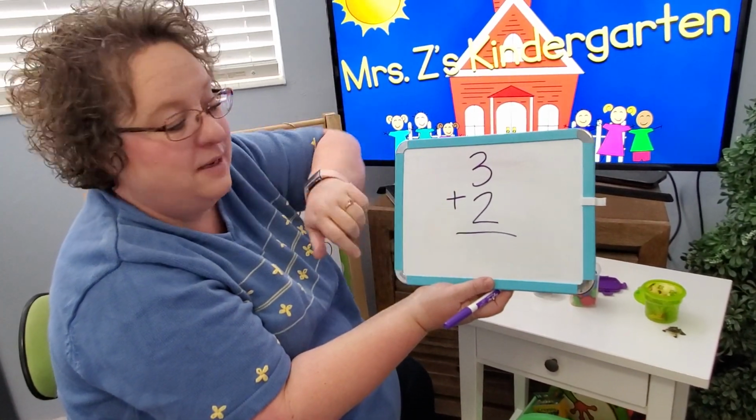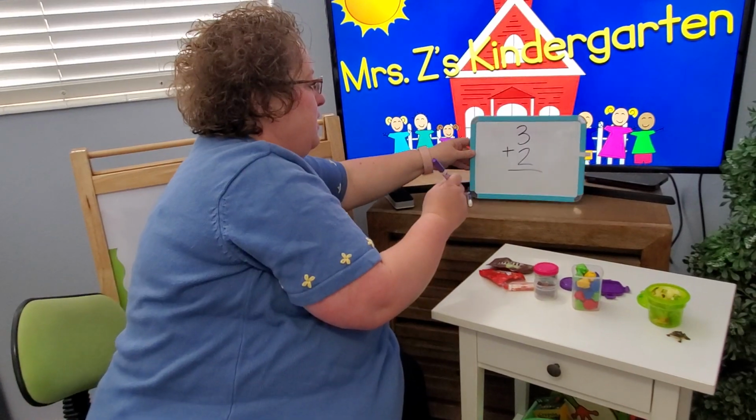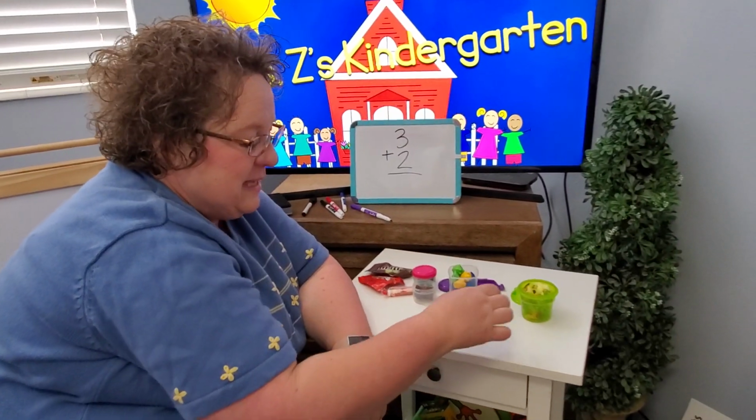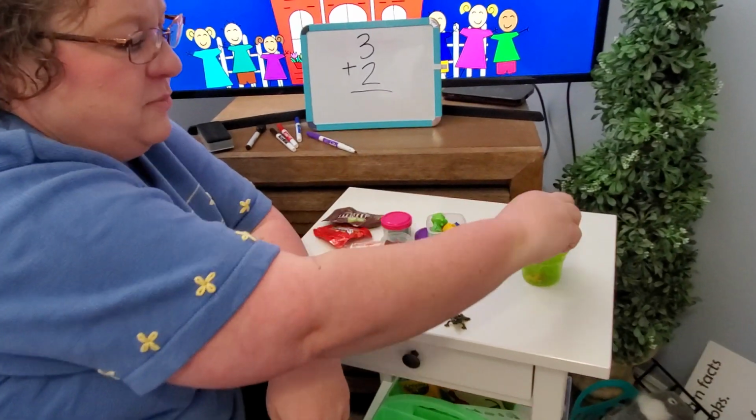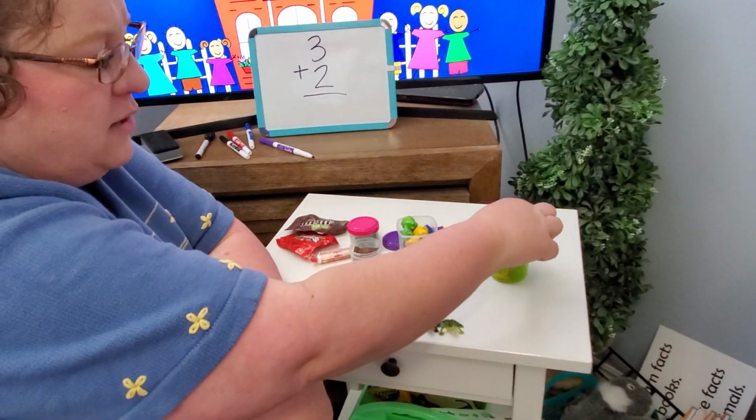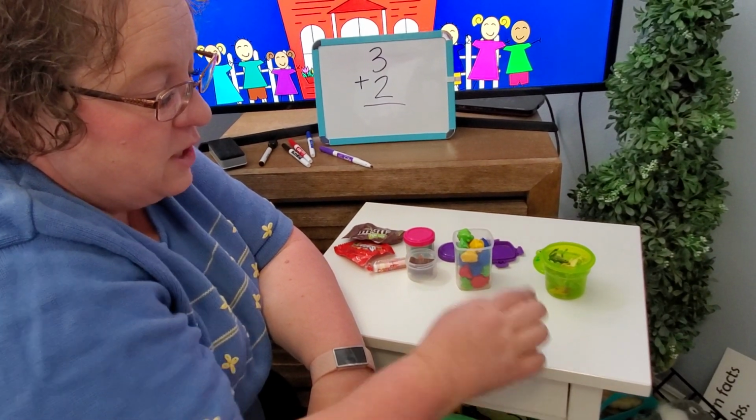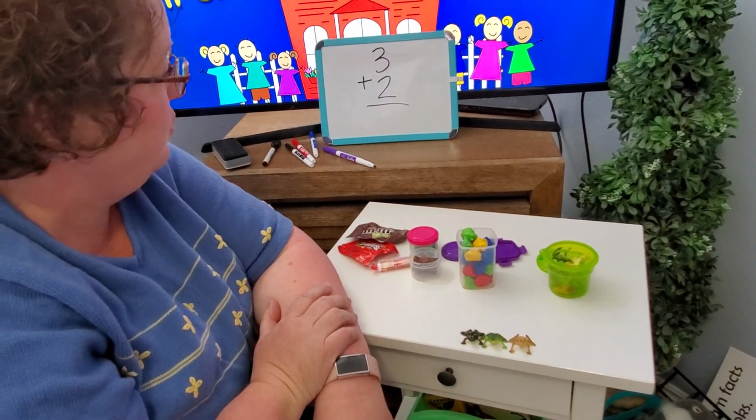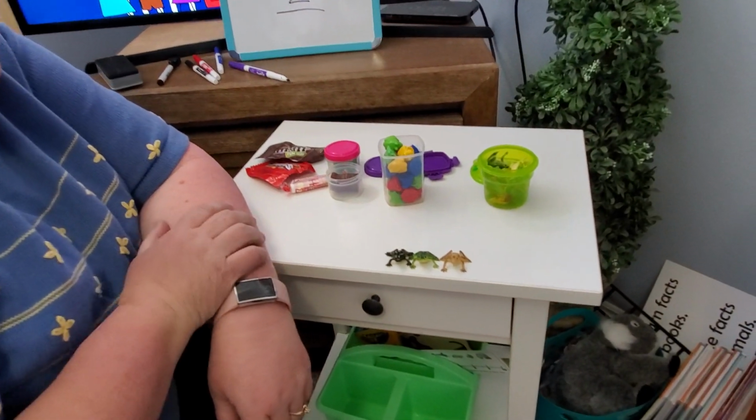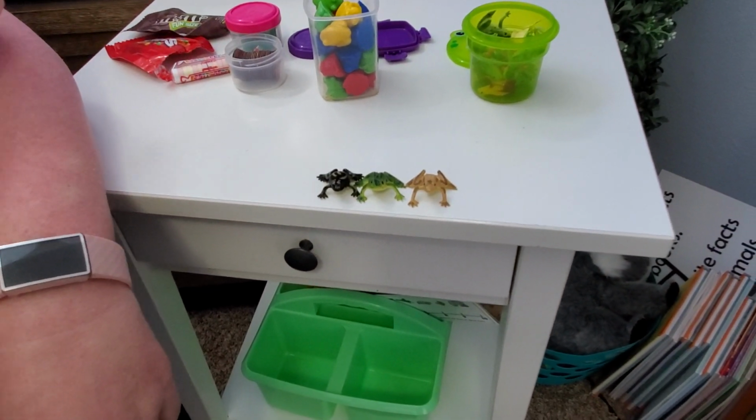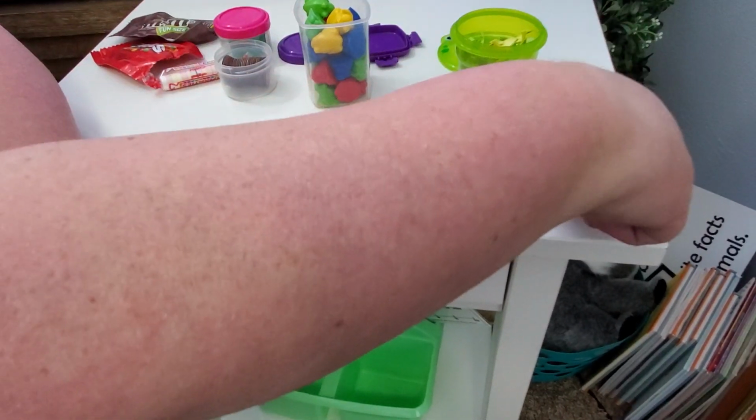Do you see how I said it? See it, say it, solve it. Now I'm going to solve it. I'm going to come over to my cups of stuff. It says in my problem that I'm starting with how many frogs? Yeah, starting with 3 frogs. All right, there I am starting with 3 frogs. And now I'm going to add, good answer. I'm going to add 2 more.